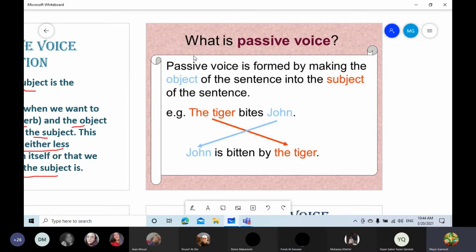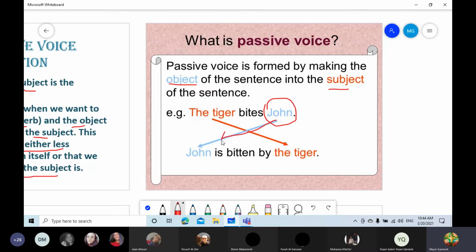So, what is passive voice? ما هو المبني للمجهول? Passive voice is formed by making the object. Here, as we said, we have subject, verb, object. So in the passive voice, we make the object of the sentence into a subject of the sentence. So this is the object, which is in blue. It becomes the subject of our new sentence, which is in the passive voice. Okay, so here the tiger, as we said before, is the subject in the active sentence. Bites is our verb or our action, and John is the object or the receiver. So if I want to change this active sentence into a passive sentence, I will insert John, which is the object, in order to become the subject for our new sentence, for our passive sentence, okay?